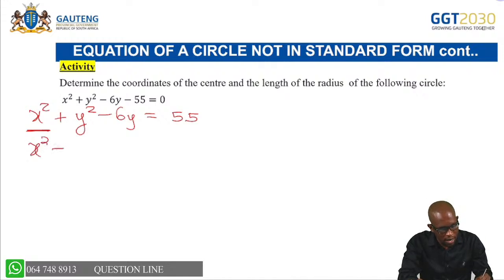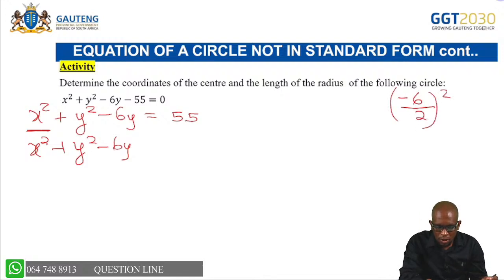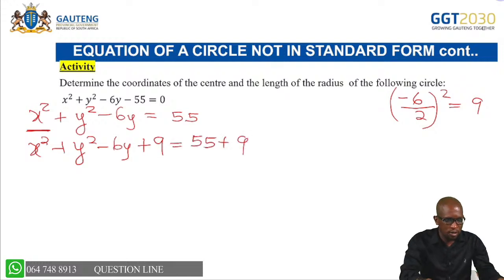And then for y, we obviously have to take the value of b divided by 2. In this case, the value of b is minus 6. If we divide minus 6 by 2 and we square, we're going to get minus 6 divided by 2, which is minus 3, all squared. That should give us positive 9. So as a result, we're going to add 9 on the left-hand side and add 9 on the right-hand side.